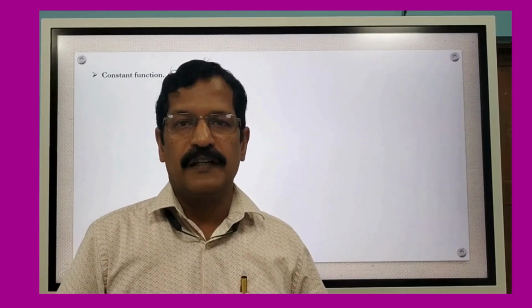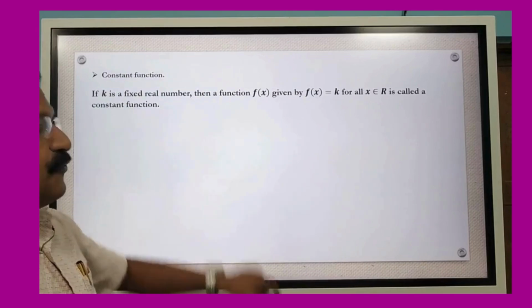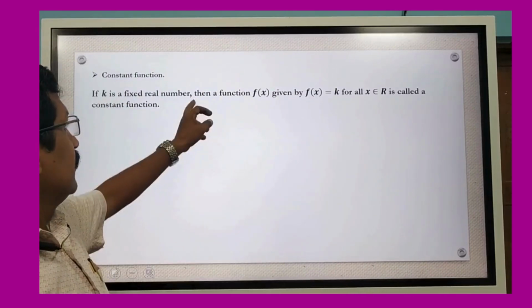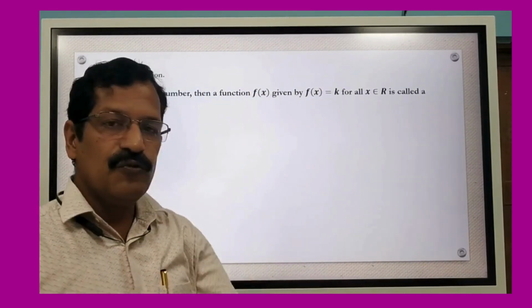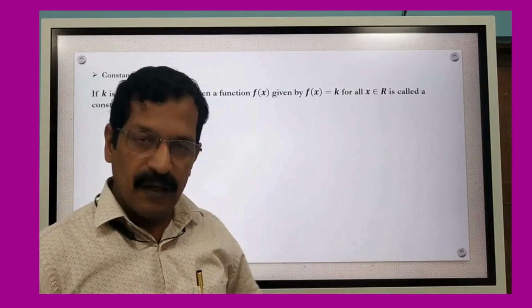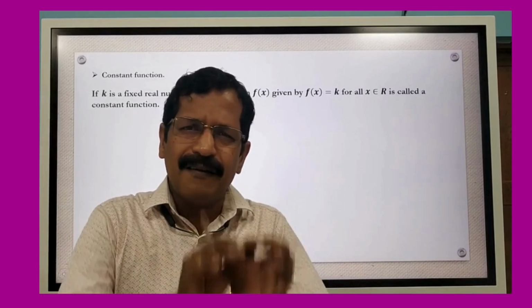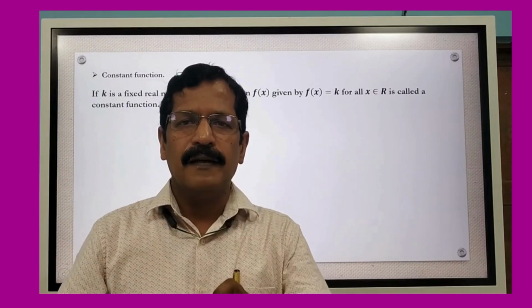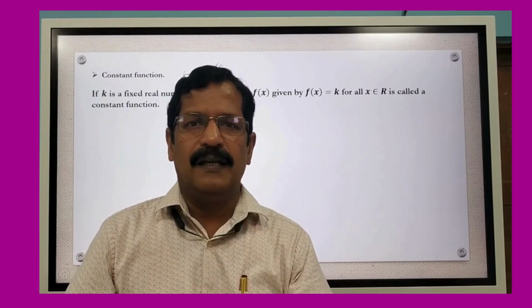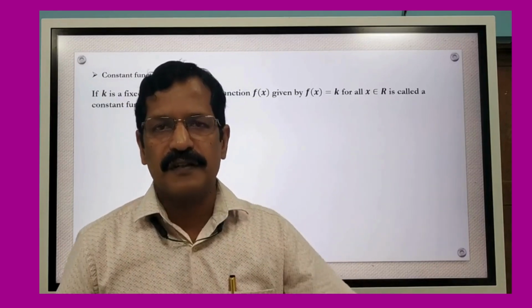Now, let us discuss constant function. What is a constant function? If k is a fixed real number, then a function f given by f of x is equal to k for all x element of R is called the constant function. So it means that all real numbers are mapped to a single real number k, then that function is called the constant function.